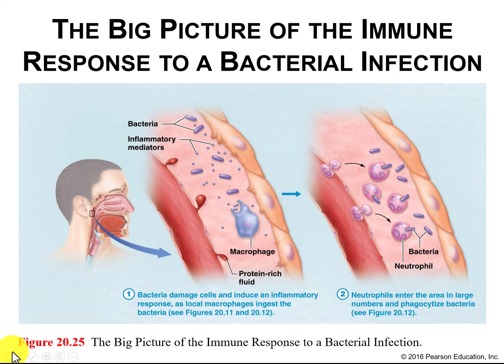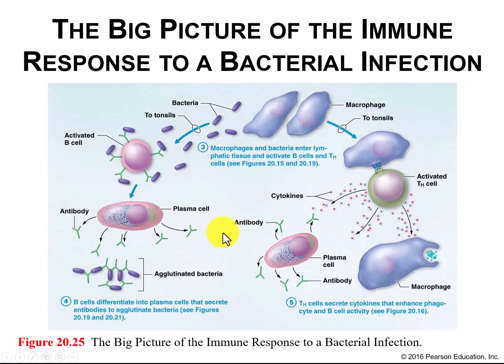They release more chemotaxic signals, recruiting more of those antigen-presenting cells. The macrophages are going to present to the T helper cell. The T helper cell will activate, release cytokines to enhance phagocytosis even more, and release cytokines to cause the plasma cells to make even more antibodies.